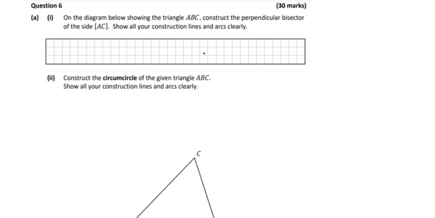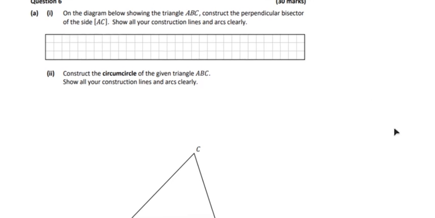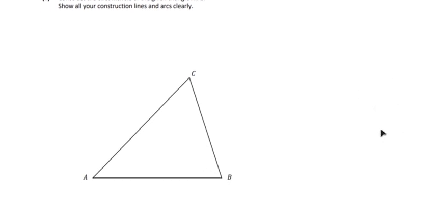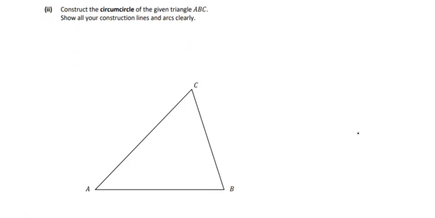Hi folks, this is question 6. So on the diagram we just have to construct the perpendicular bisector of AC. So I won't do it here properly, but I'll just explain how to go through it. So AC, that's this line here.